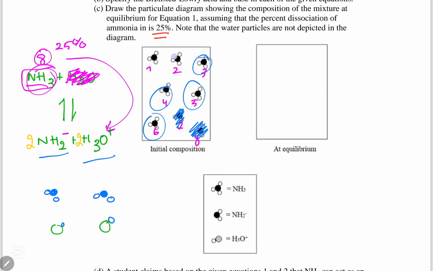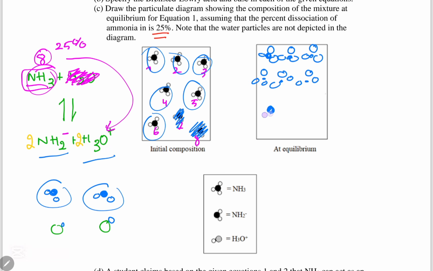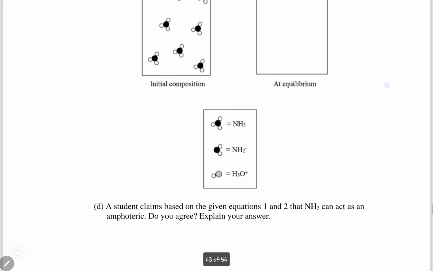So I have now how many? 1, 2, 3, 4, 5, 6 NH3. So let's draw 6 NH3. So 1, 2, 3, 4, 5, and 6 NH3. And don't forget to include your 2 NH2 minus, right? And your 2, what? Your 2, let me get the green color. Your 2 H3O plus. Okay, this is something very, very important. So very simply, this is what your answer is supposed to look like, okay? That's it for question part C.